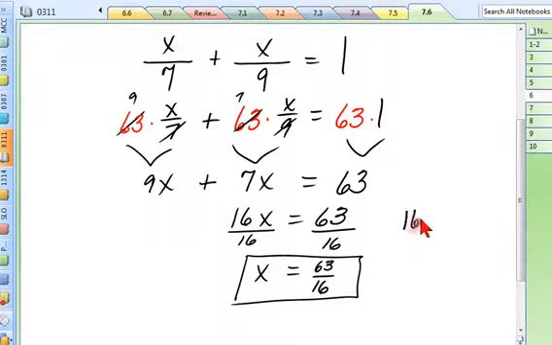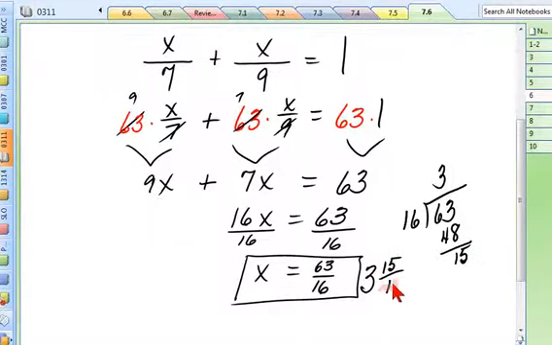If you change this to a mixed number, we say 3 times 16, and I didn't even look up the answer, but thank you. That gives us 48, and we have 15 left over. 3 15/16 is what it wants, but it did not tell me it wanted that mixed number.